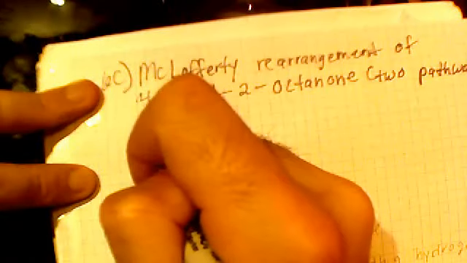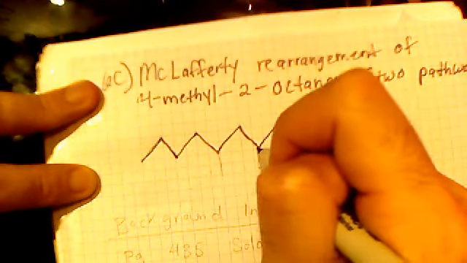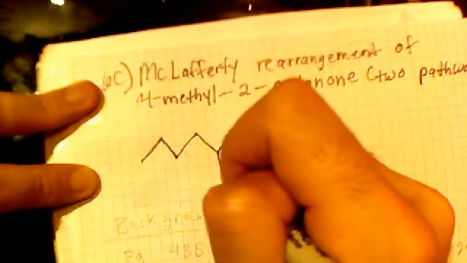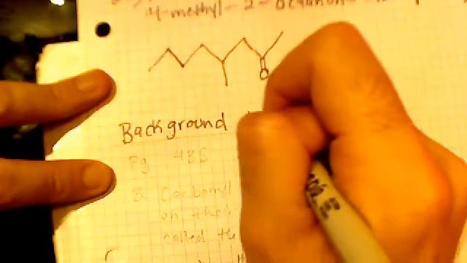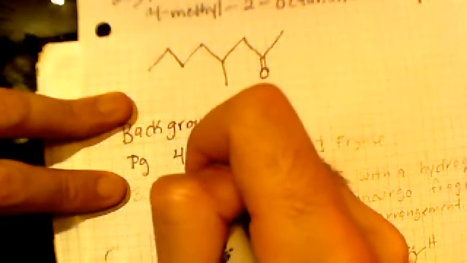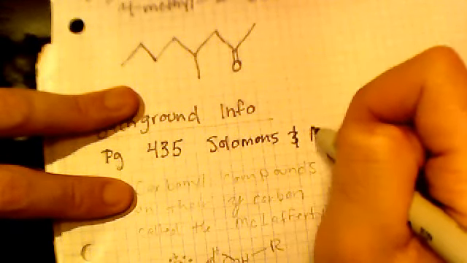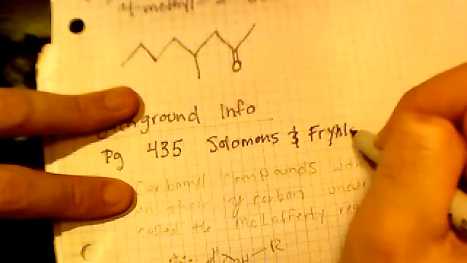Alright, so here let's draw out the molecule of 4-methyl 2-octanone. The ketone is on the 2nd carbon and the methyl is on the 4 carbon. So I had to do some background information to be able to do this problem. I got it from page 435 from Solomons and Fryhle, 10th edition.